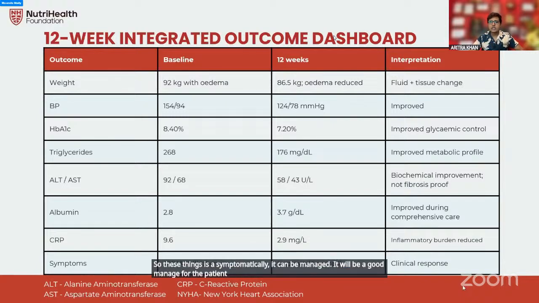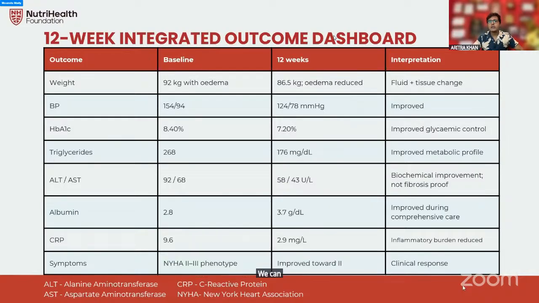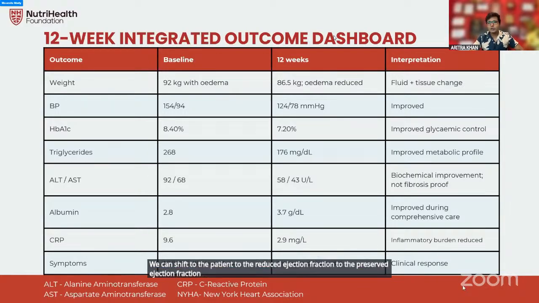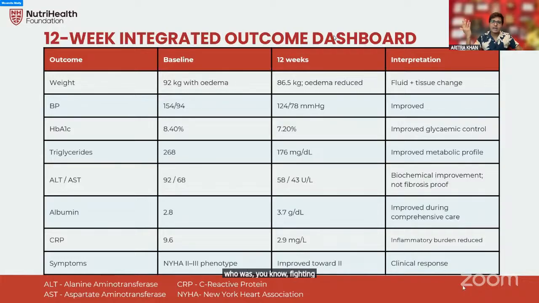At least NYHA classification 3 improving to 2 is the clinical response. So gradually, if the treatment is going on, we can shift the patient from reduced ejection fraction to preserved ejection fraction or mid-range ejection fraction. I have so many such patients nowadays. The patient was fighting with life and death. Now the patient is cycling, going to the market, doing own shopping and everything. So I have changed a patient 360 degrees who was fighting between death and life.